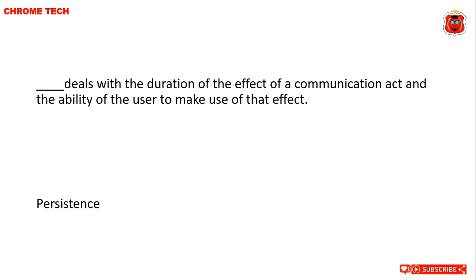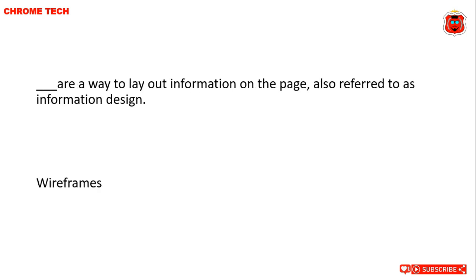Dash deals with the duration of the effect, communication and ability of a user to make use of the effect. Persistence is the correct answer. Persistence deals with the duration of the effect, communication and ability of the user to make use of the effect. Dash are a way to lay out information.